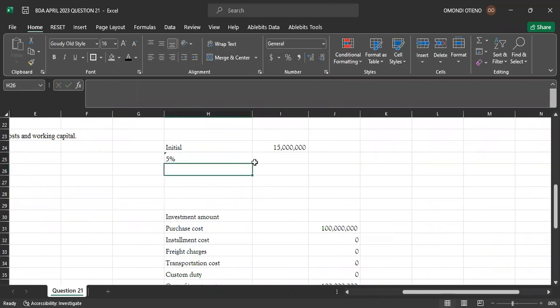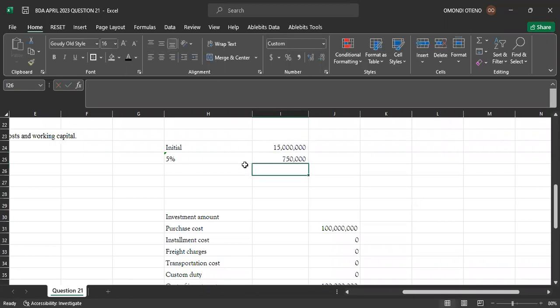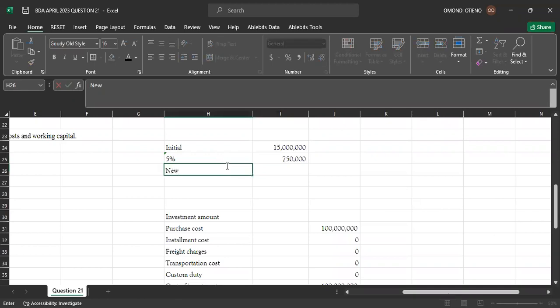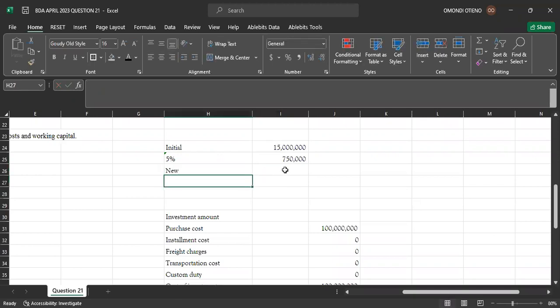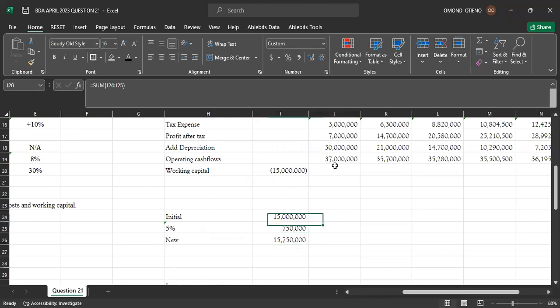It's going to be increased by 5%. So what's the 5%? And I want you to keep track of what we've been doing. 5% multiplied by this. So I want to ask you a very simple question. It means the new or the total working capital that shall have been spent up to that particular point will be 15,750. So my question is, what am I going to insert in 2024?